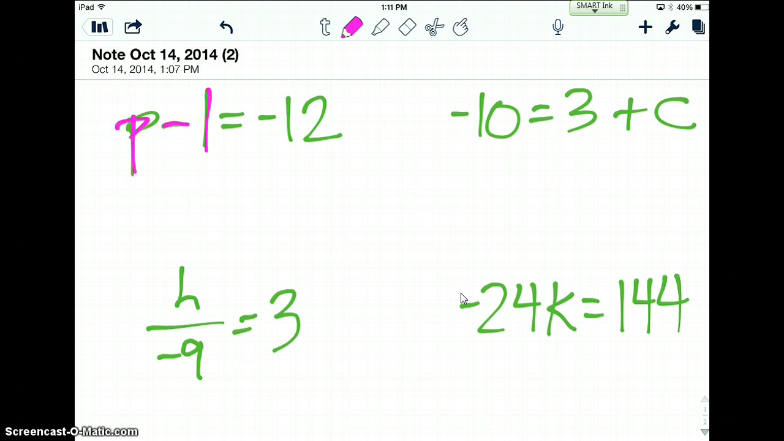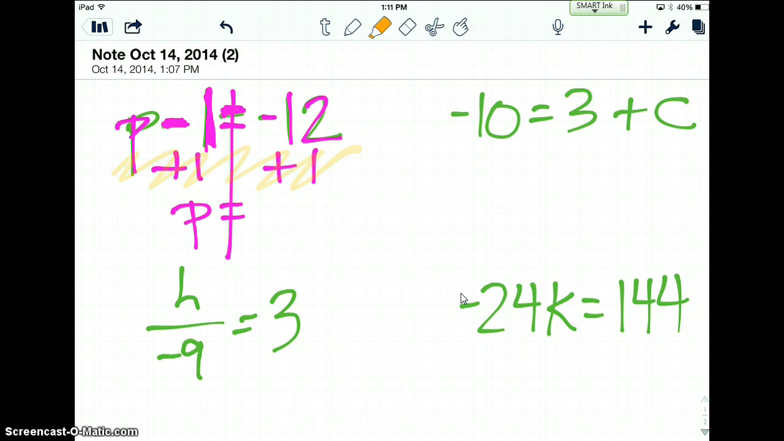P minus 1 equals negative 12. So to solve this, the whole goal is to figure out what the value of P is. So in order to do that, as you can see on this left side of the equation, I'm trying to get the variable P alone. So I need to get rid of this minus 1, a subtraction by 1. So in order to do that, I'm going to do the opposite of a subtraction by 1, which is adding 1. And if I do that to one side, because this is an equal equation, I need to do it to the other side. So as you can see, on both sides of the equation, I have added 1.